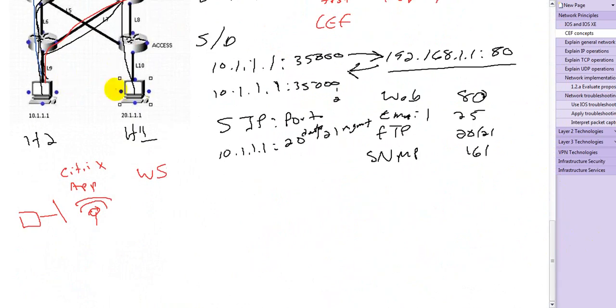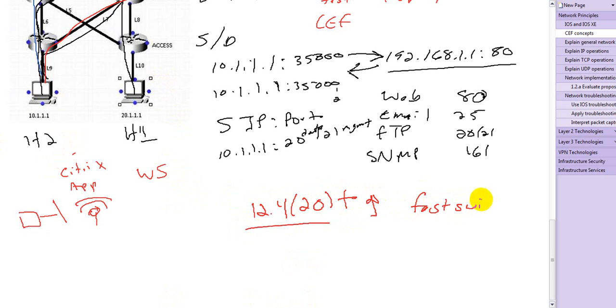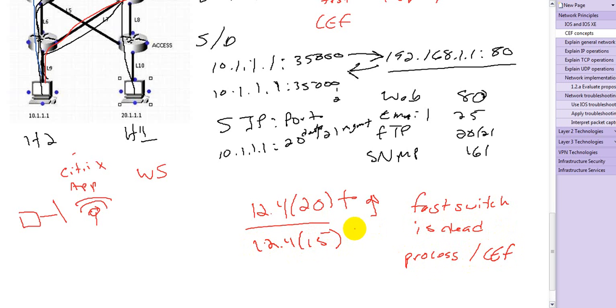what is the IOS image? It is 12.4(20) and above. From this IOS image and up, fast switching has been deprecated. It is dead. So it's either process switched or CEF switched. If you go before that, so 12.4, 15, you're going to have all three options.